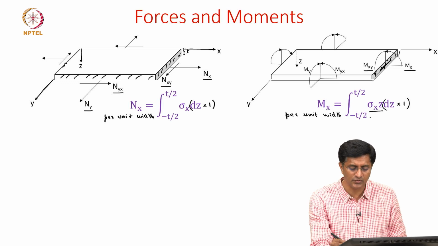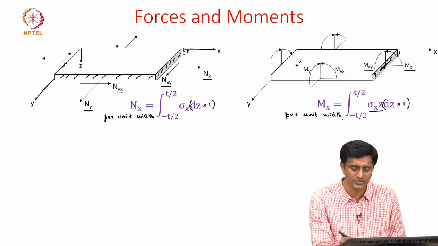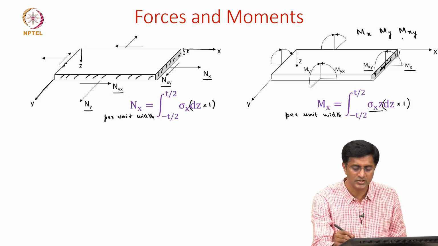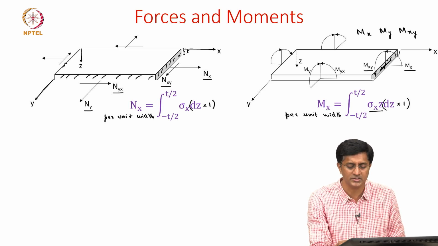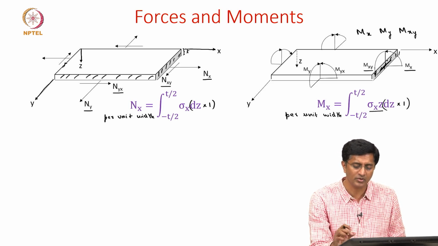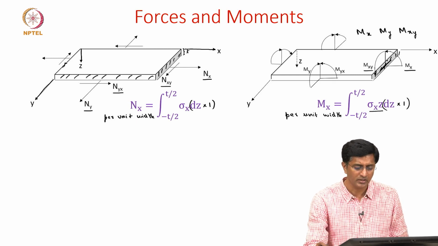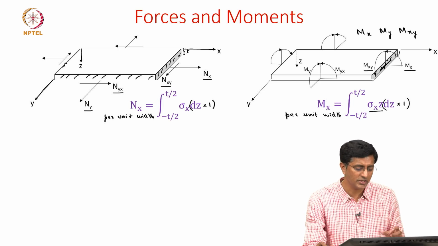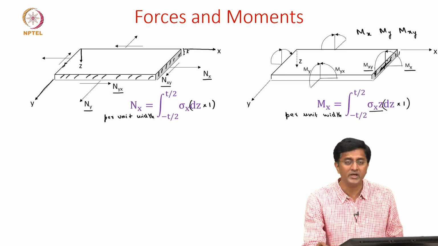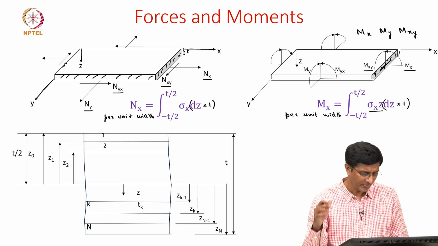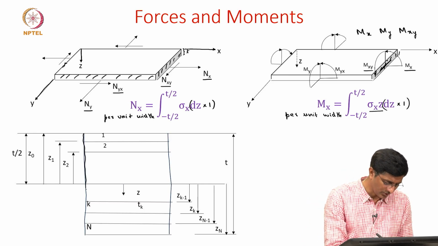Similar definitions we can also apply for the other components of moments, which are Mx, My and Mxy. Essentially moment Mx is coming from the stresses sigma x. Similarly, moment My will come from the stresses sigma y, and lastly the moment Mxy will come from the shear stresses sigma xy. Okay. But before we go and derive the relation between these forces and moments with the stresses and strains, let's also be clear about the notations where we define the z for each lamina. So let's say here is the cross section of a lamina we are considering.